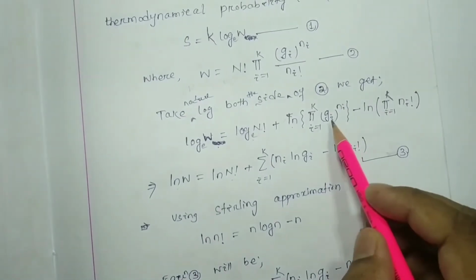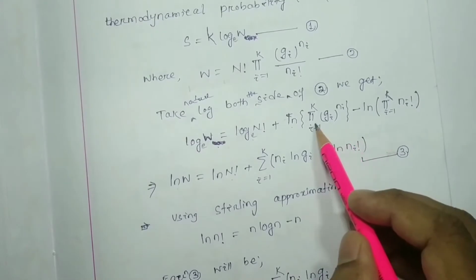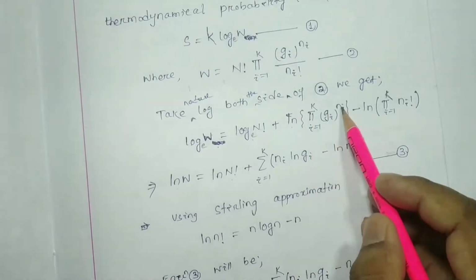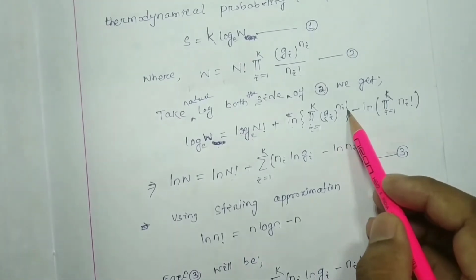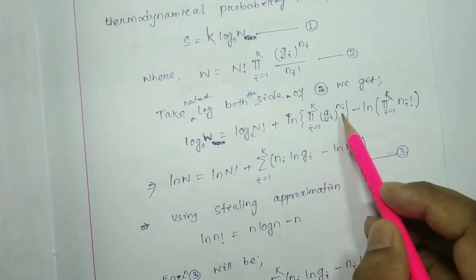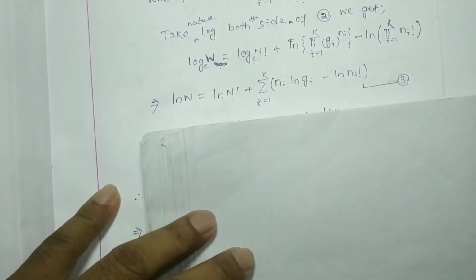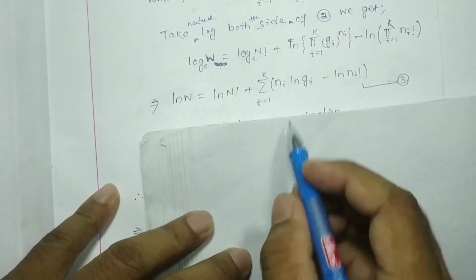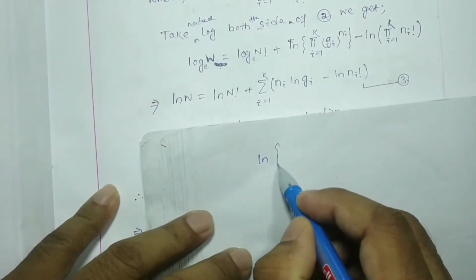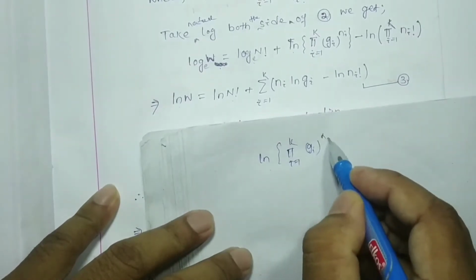See here it is a product. Summation, that means g1 to the power n1 into g2 to the power n2. So whenever we take the log, then it will be addition of each and every term. Okay, here you just see how it will be. See ln of product over i equal to 1 to k gi to the power ni.